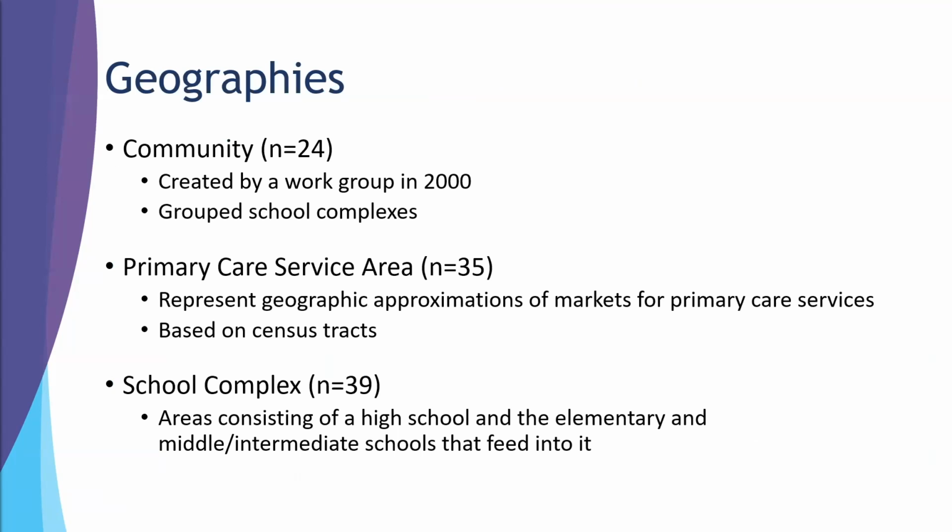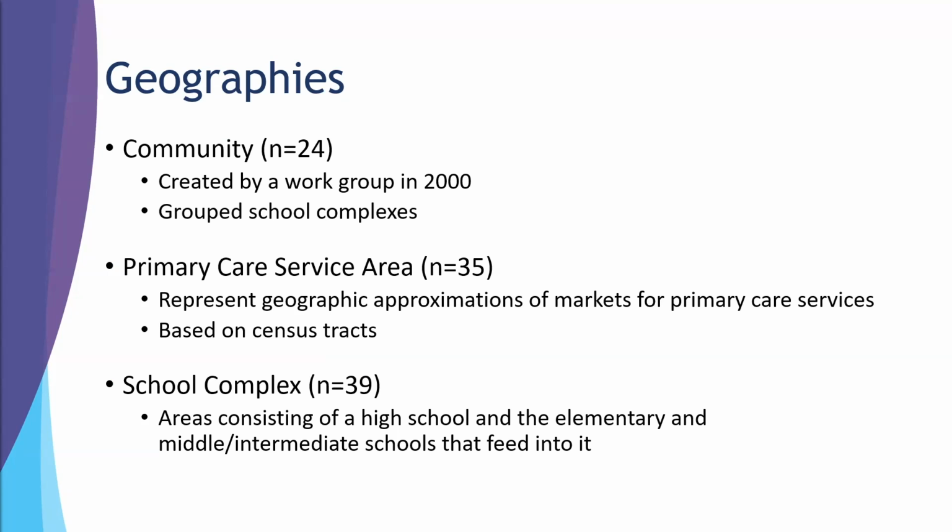Before we move on to the demo, let me just give you a little more information about some of the geographies offered in hhdw.org. In addition to state, county, and island, we have a community geography, which consists of 24 units. This was created by a working group in 2000, and it's based on aggregates of school complexes, so that there would be enough BRFSS respondents to report data at that level.